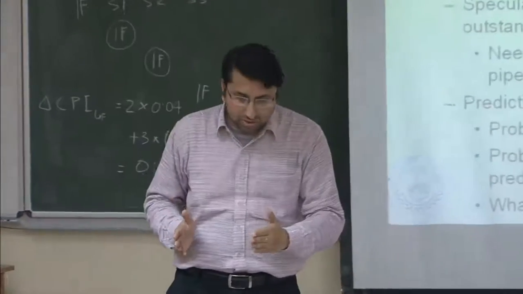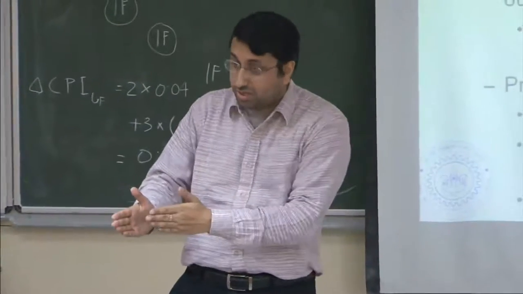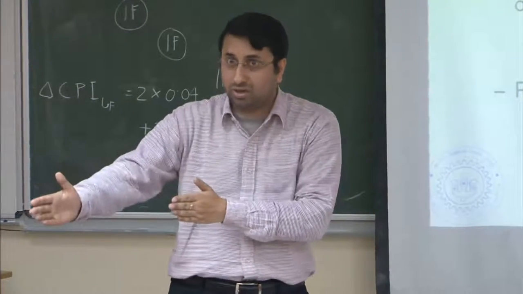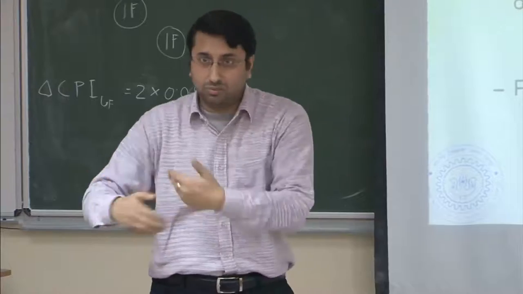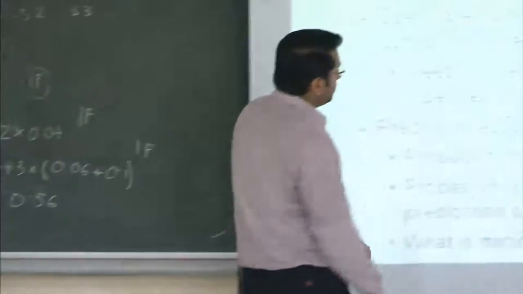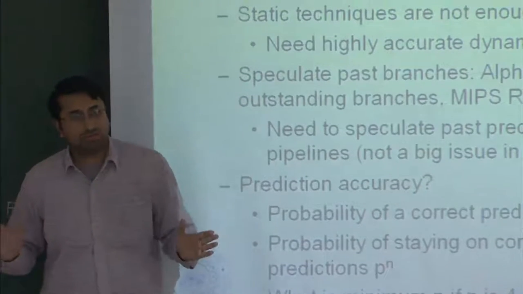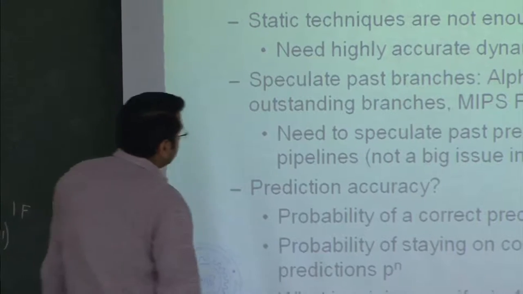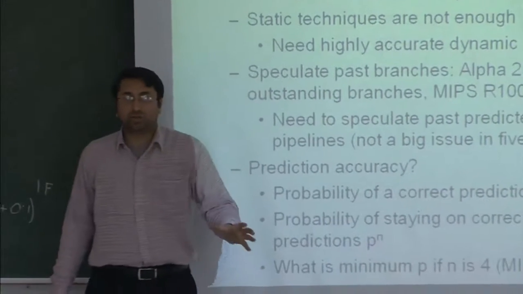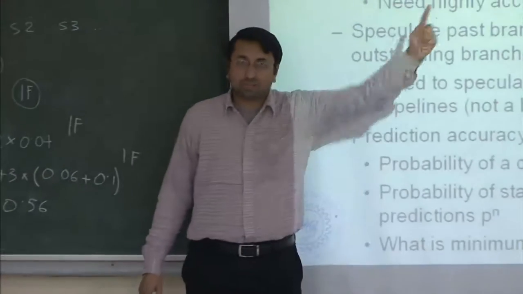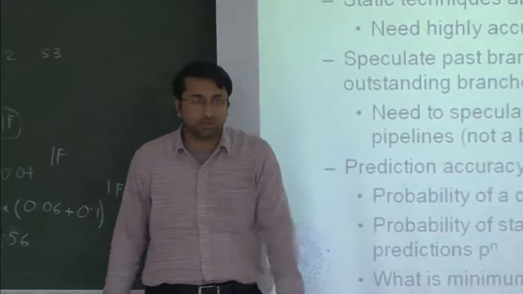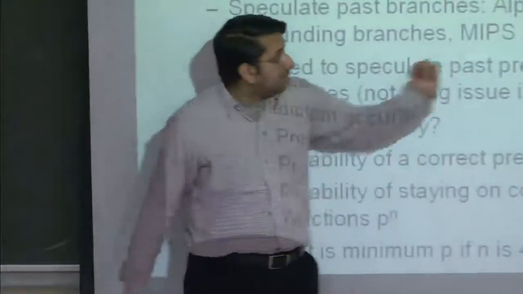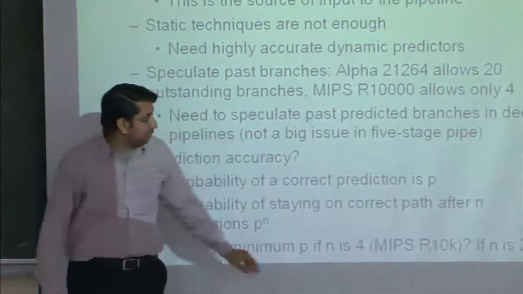So which means you predict a branch, you start fetching along the predicted path, you encounter another branch, you should be able to predict that. And depending on this prediction, you start fetching again along that path, you may encounter another branch, you predict that. And the limit is 20. So when you reach 20, they say no more. You have to stall at that point. You cannot fetch any further. So on encountering the 21st branch, the front end of the pipeline will stop, waiting for the first branch, or at least one of these branches, to resolve. MIPS R10K allows only 4. And this number is very important. So we'll soon see why.